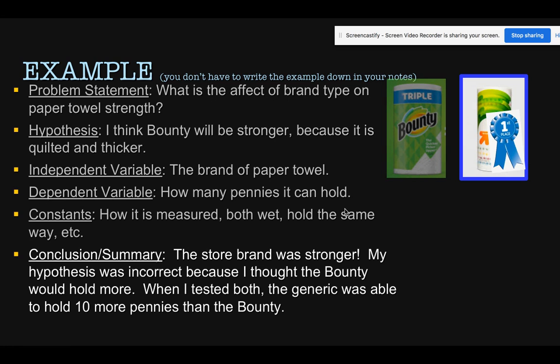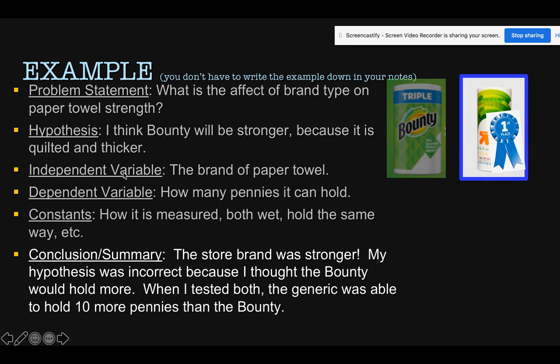The independent variable was the brand of the paper towel. So I had 2 tests that I did. I set up the same thing twice. I had pennies. I had a water bottle that I sprayed onto the paper towels. And then I put pennies on the paper towels. I stretched them out over like a Tupperware container. And then I saw how many pennies I could put on before the paper towel broke.